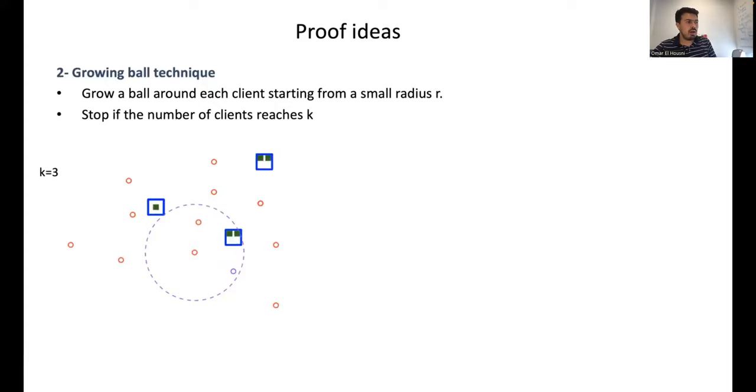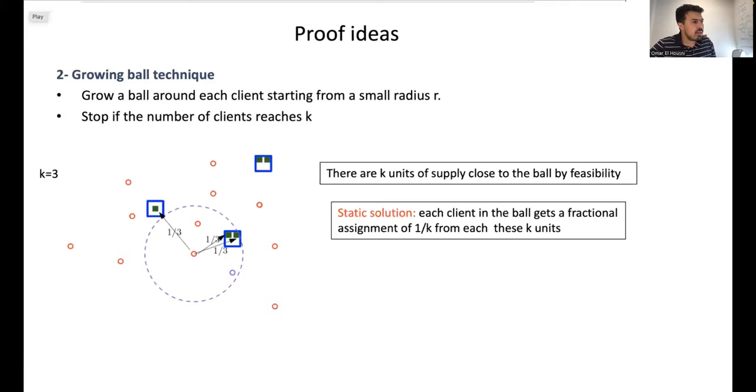I know by the feasibility of the optimal solution that there should be 3 units of inventory close to this ball. Close means that the sum of the distance between these 3 clients and these 3 units should be less than up to. Up to is the worst case second stage cost. So I said there are k units close to the ball. What I will do here is each client will get 1 over k units from each unit of supply. You get only 1 over k. So in this example, you get 1/3.